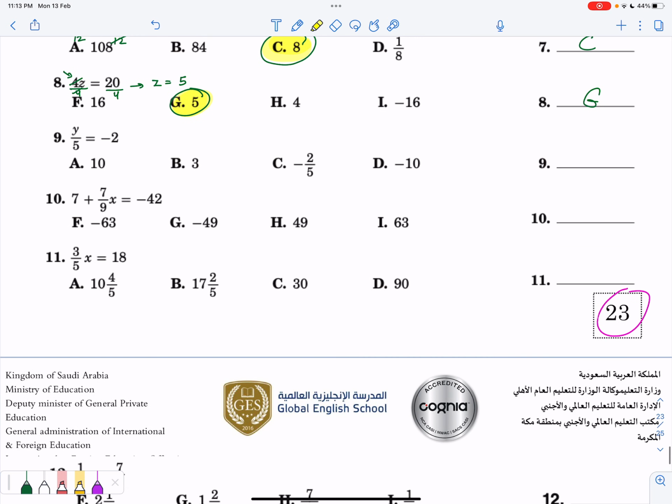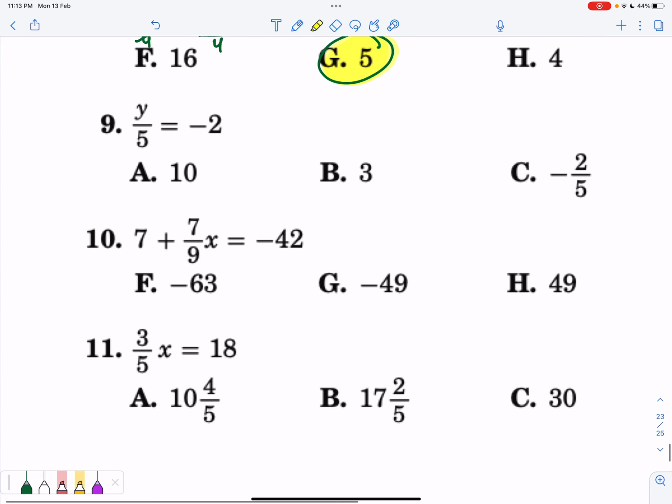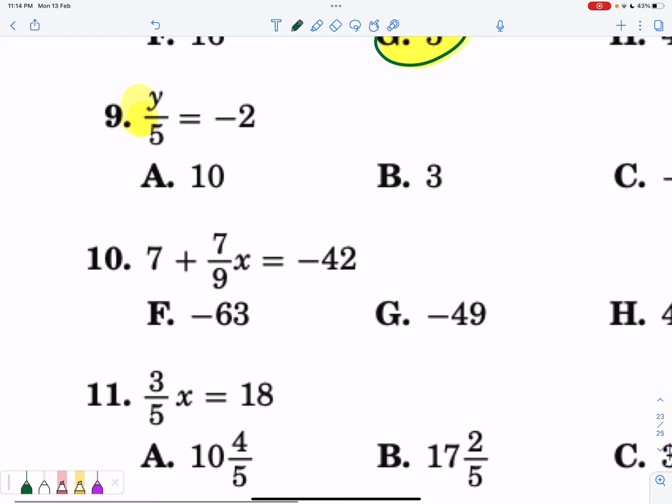After that, question 9, I have y divided by 5 is equal to negative 2. So if you can see here, your variable is divided over something, okay? So to solve that, we need to do the inverse of dividing. So we need to multiply both sides by what? By that number that is in the same place, on the same side as the variable. So you will multiply both sides by 5, here also by 5.